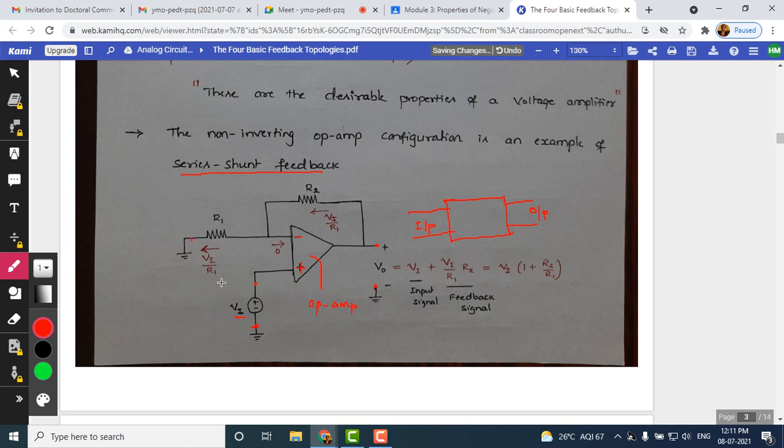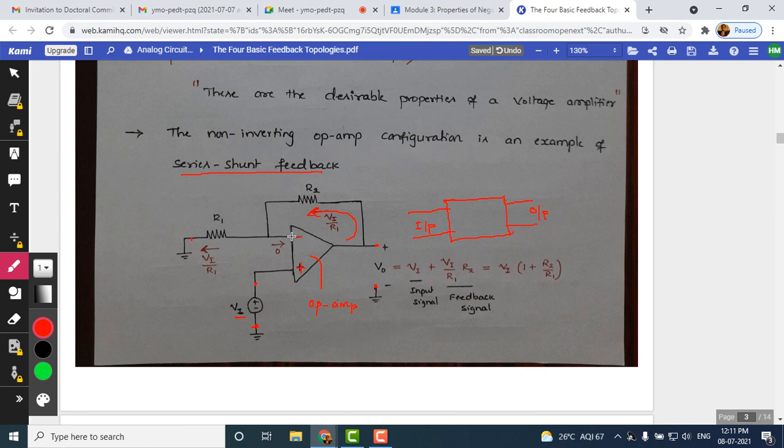Okay, they are common here. So now you can see that we are taking part of the output through this feedback. Now this is the feedback. The signal is given back to the input through the resistor R2. R2 is important here because it controls the amount of feedback from output to the input.